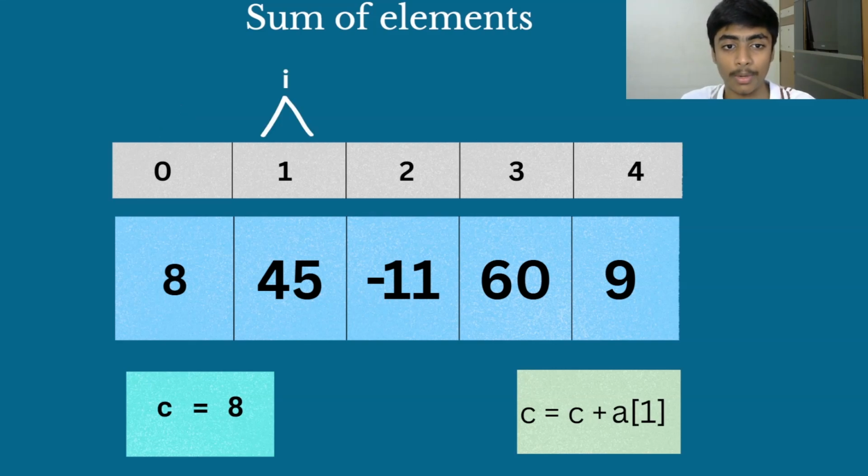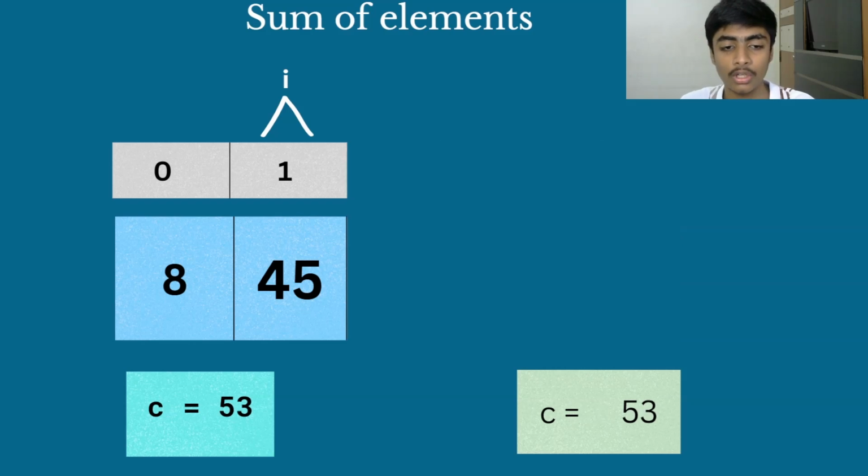Next, our I is going to increment to 1. C is equal to C plus A of 1. Basically, C is equal to 8 plus 45. So the new value of C will be 53, which is the sum of the first 2 elements in my array.